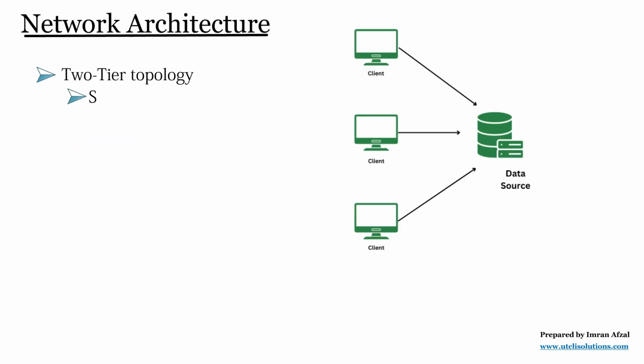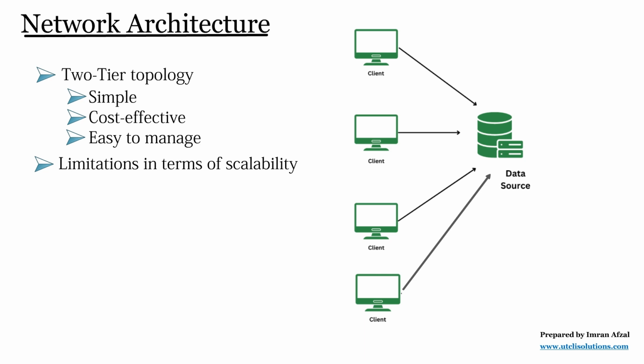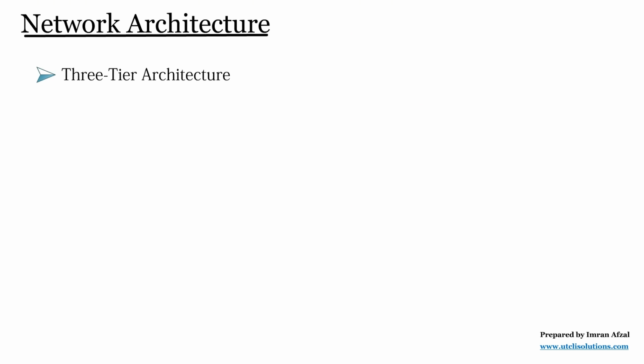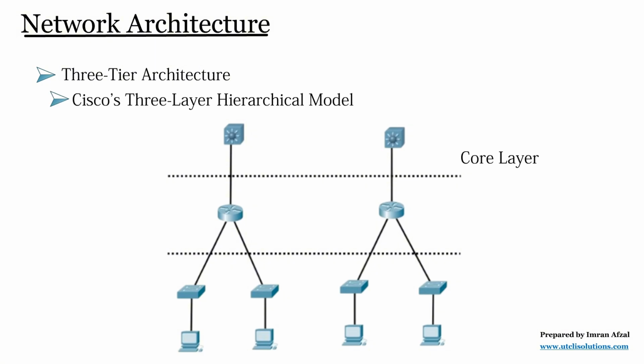This architecture is simple, cost effective, and easy to manage, but it has limitations in terms of scalability. As your network grows and the number of devices increases, it can become inefficient to handle everything in just two layers. Three-tier architecture. This design is officially known as Cisco's three-layer hierarchical model. It adds a core layer on top of the distribution layer.